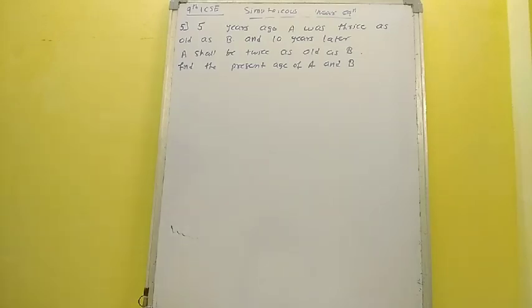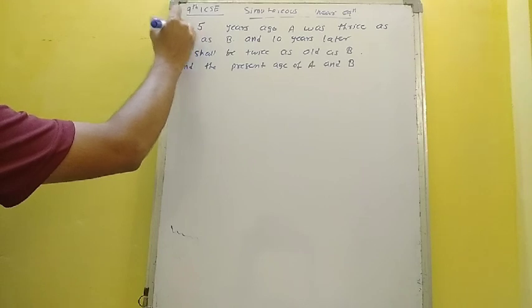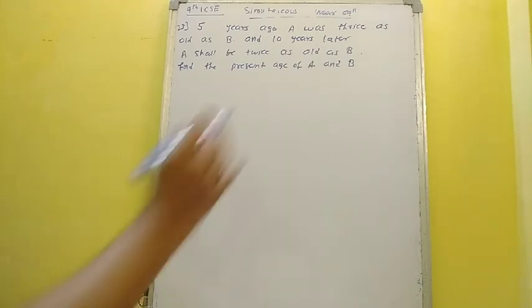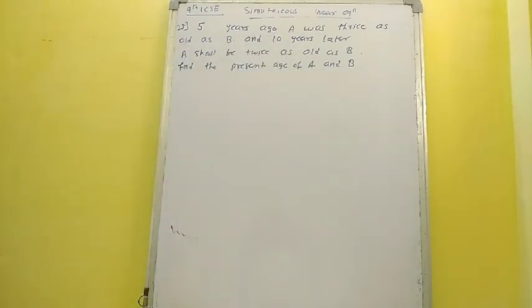We'll start with the next sum, that is the 23rd sum. It is given that 5 years ago A was thrice as old as B, and 10 years later. So we have something to do with the ages.